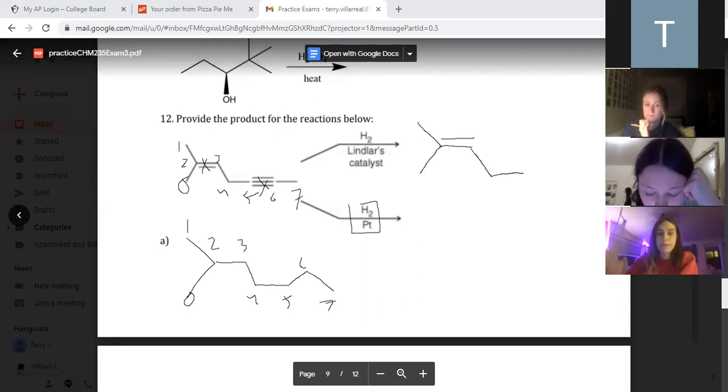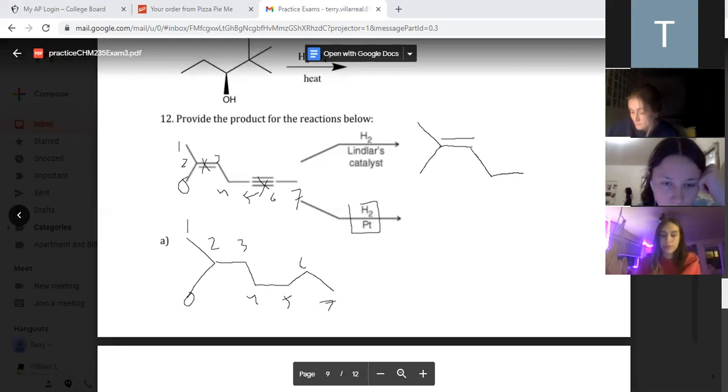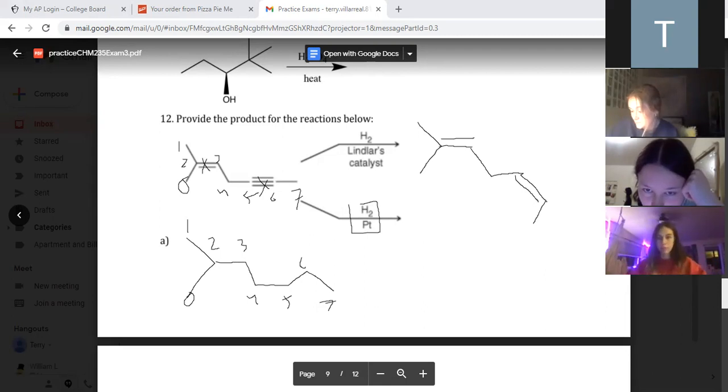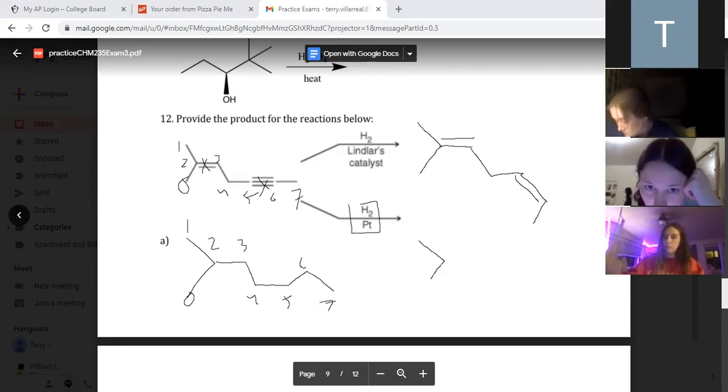Now, when it reacts here, is it going to make a cis double bond or a trans double bond? I want to say trans. This one's cis, like that. So it's going to make a cis. You could also have drawn it this way too.